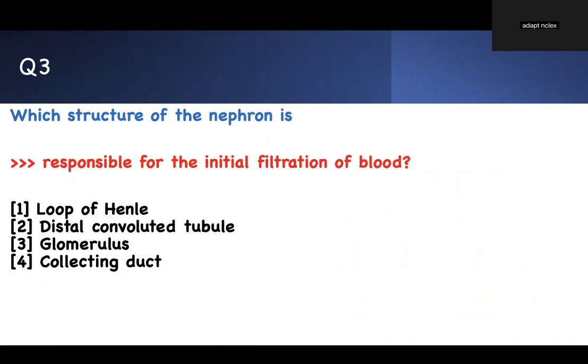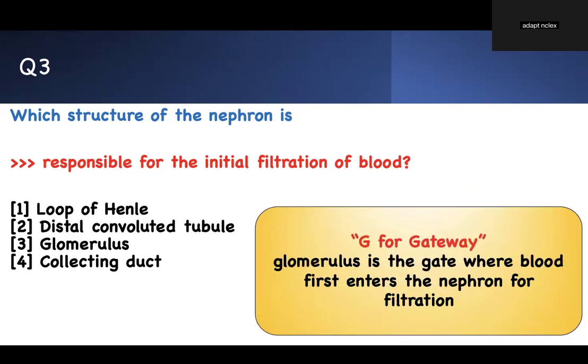Next question: which structure of the nephron is responsible for the initial filtration of blood? Think about it. The structure you're going to pick should be part of the nephron, and it should be initial. So you look at the answer choices and say, loop of Henle, is it part of the nephron? Distal convoluted tubule, is it part of the nephron? Glomerulus, is it part of the nephron? Collecting duct, is it part of the nephron? All of them are part of it. But how do you answer the question? Listen to the buzzword in the question. It's an initial filtration.